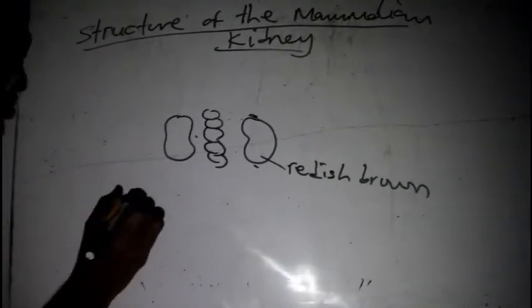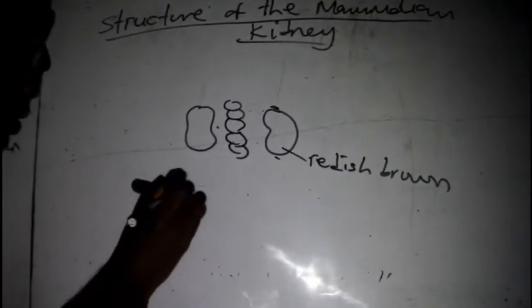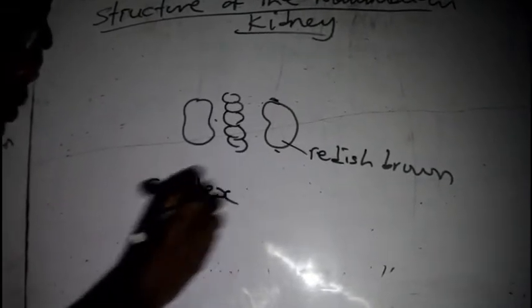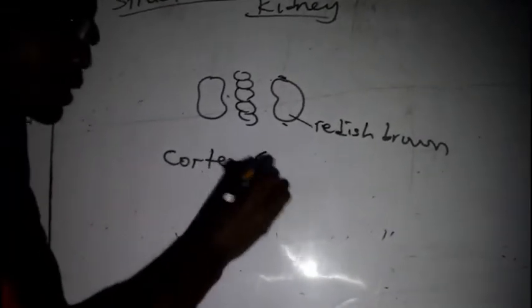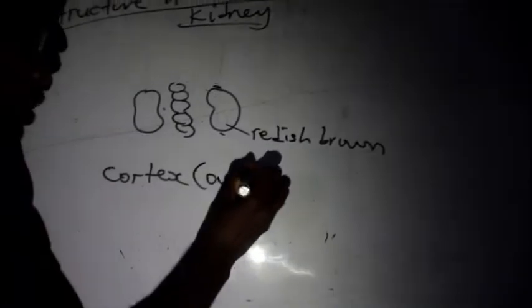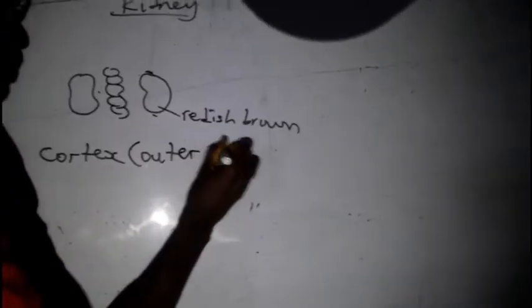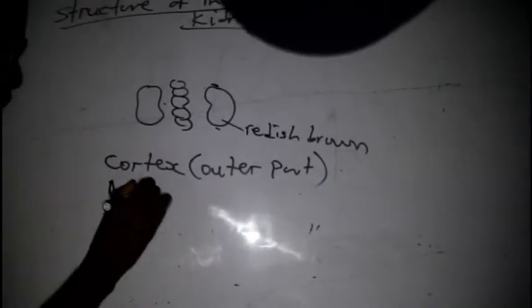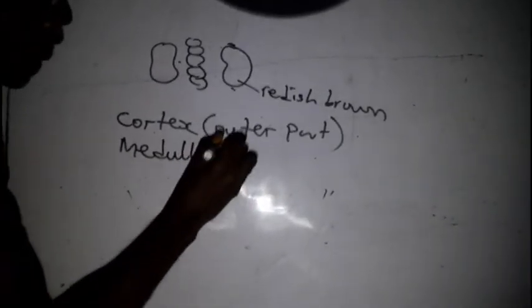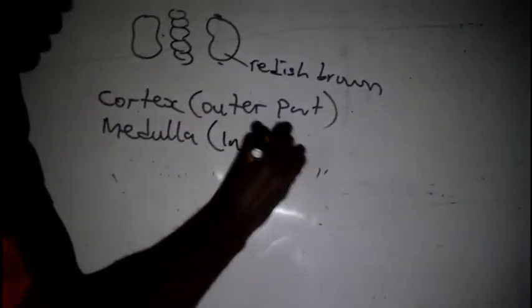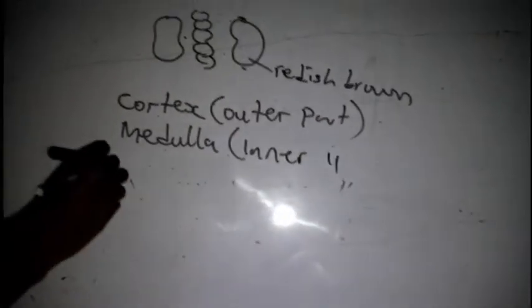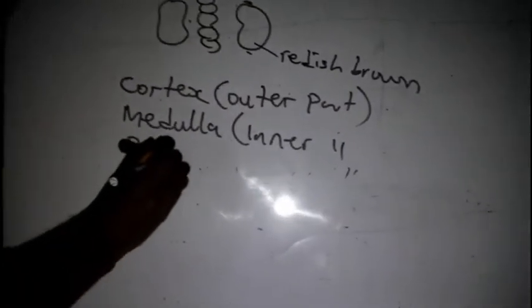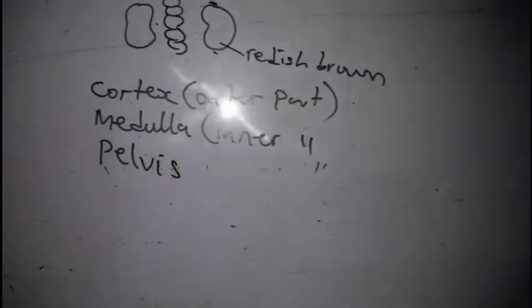We have the first part known as the cortex. The kidney is divided into the cortex, being the outer portion or the outer part. Then we have the medulla. The medulla is the inner part of the kidney. And lastly, we have a part called the pelvis.